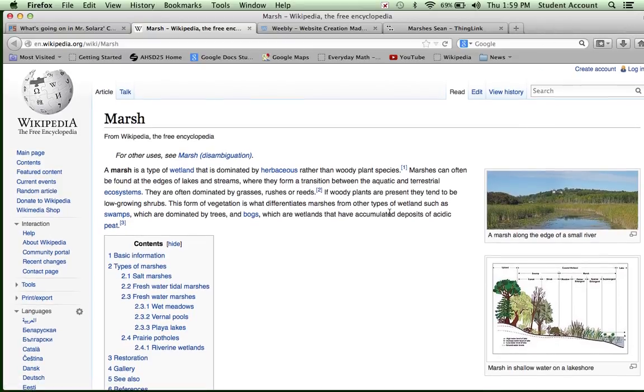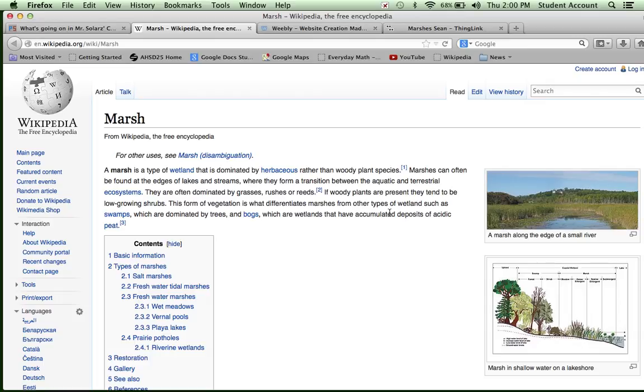a marsh is a type of wetland, and it's dominated by herbaceous plants, which means it's covered by a lot of that, rather than woody plant species like an actual wetland is. And marshes can also be found at the edges of lakes or streams, and from there they form a transition between the aquatic and terrestrial ecosystems. They're also covered by grasses, rushes, and reeds a lot.